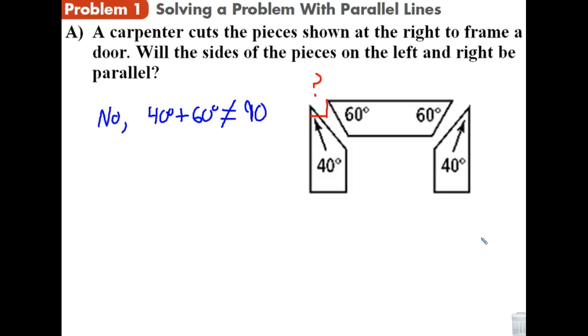All right, B is kind of the same idea. Checking for parallel, looking for perpendicular parts. Why don't you pause the video, work through that problem, and then hit play to check your answer.